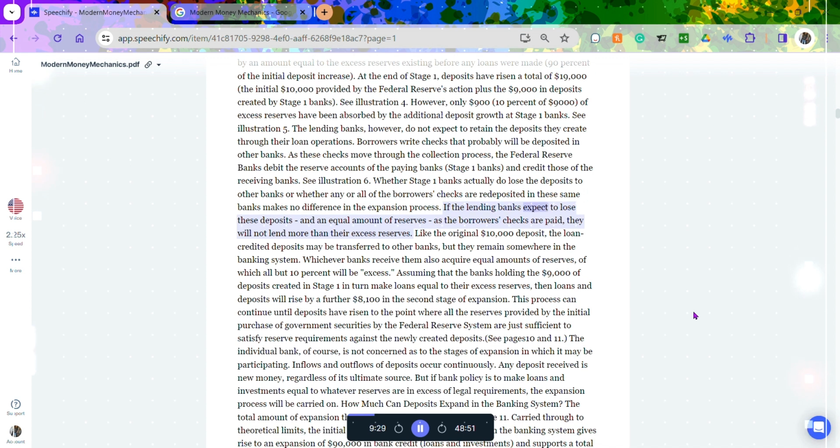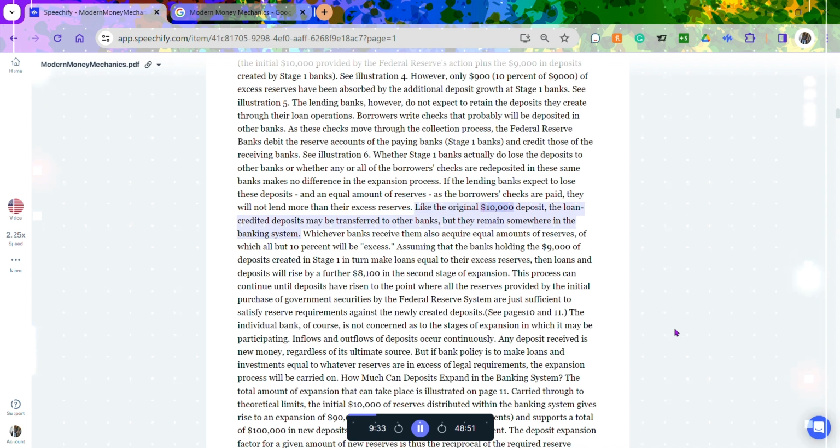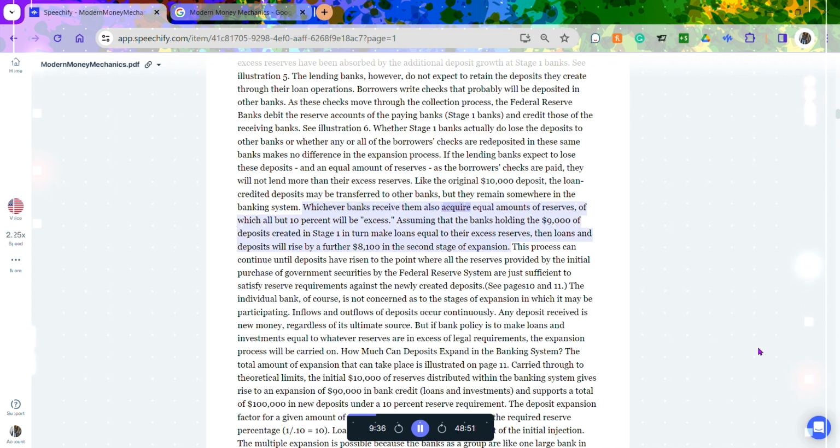If the lending banks expect to lose these deposits, and an equal amount of reserves, as the borrower's checks are paid, they will not lend more than their excess reserves. Like the original $10,000 deposit, the loan-credited deposits may be transferred to other banks, but they remain somewhere in the banking system. Whichever banks receive them also acquire equal amounts of reserves, of which all but 10% will be excess. Assuming that the banks holding the $9,000 of deposits created in Stage 1 in turn make loans equal to their excess reserves, then loans and deposits will rise by a further $8,100 in the second stage of expansion.